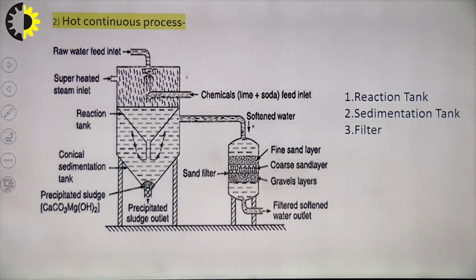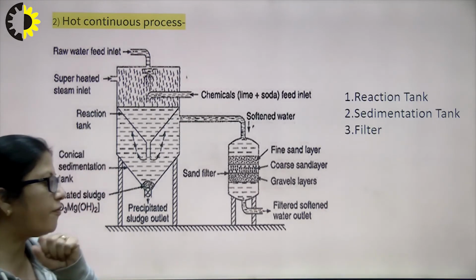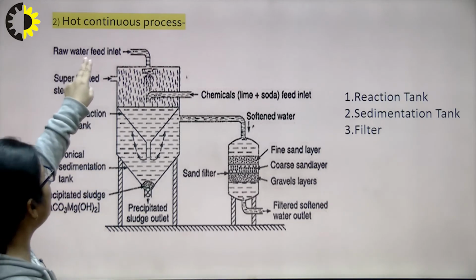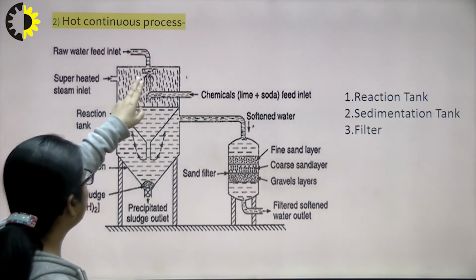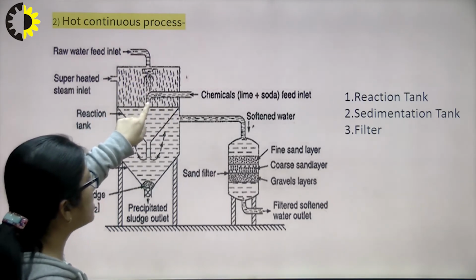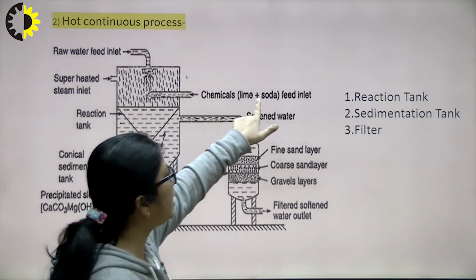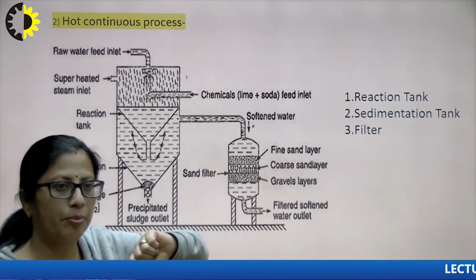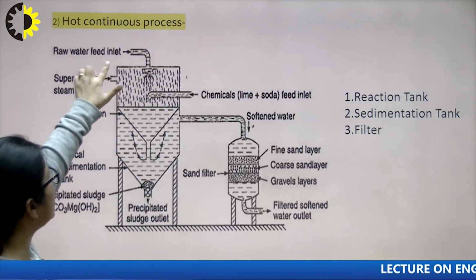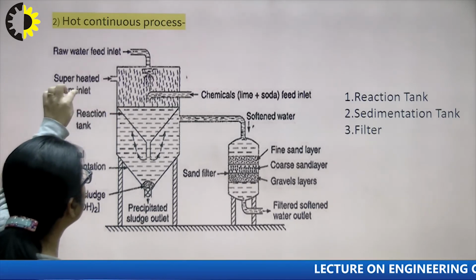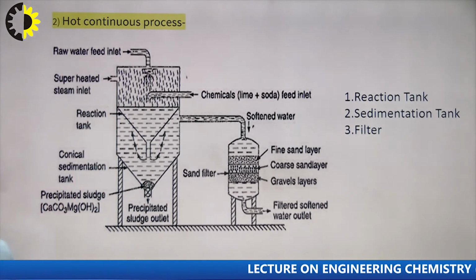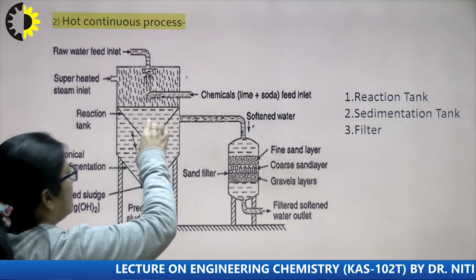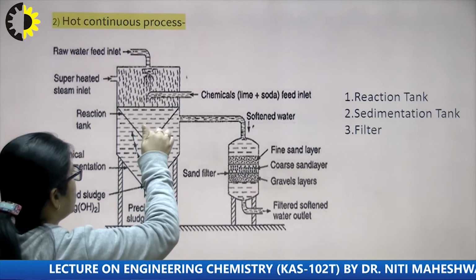Now coming to the hot continuous process. In the case of the hot lime soda process, the continuous one, there is an inlet for the raw water. Then there is an inlet for the chemicals. Here the chemicals include only lime and soda and not the coagulant. We do not require a coagulant in the hot lime soda process. And in addition to these two, there is a third inlet, which is for the superheated steam. So these three mix here and they move towards the reaction tank.